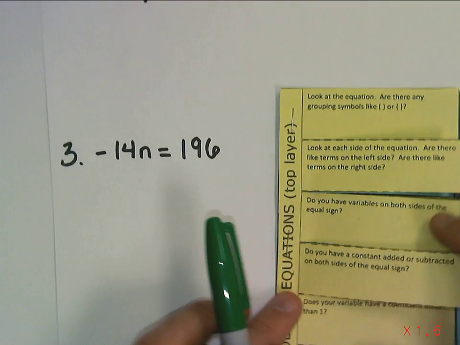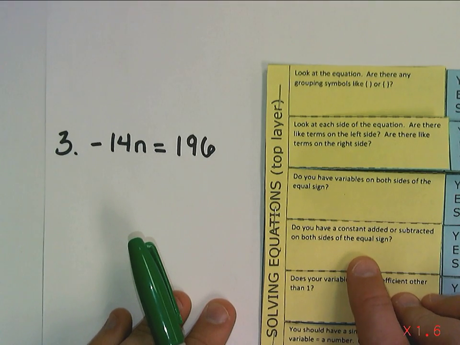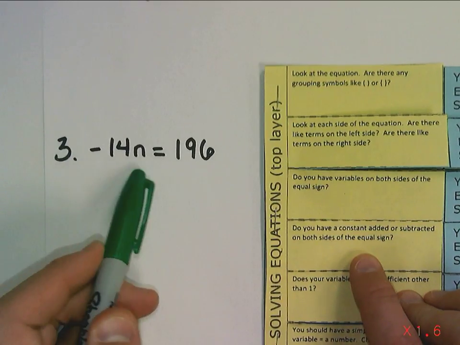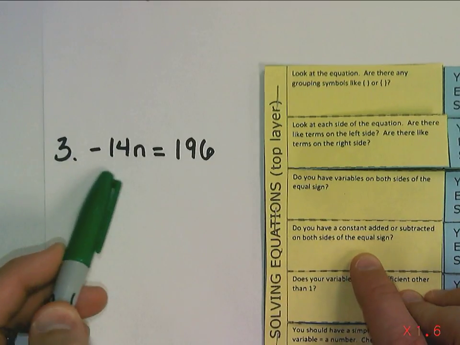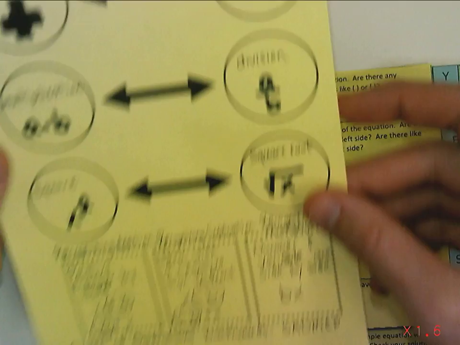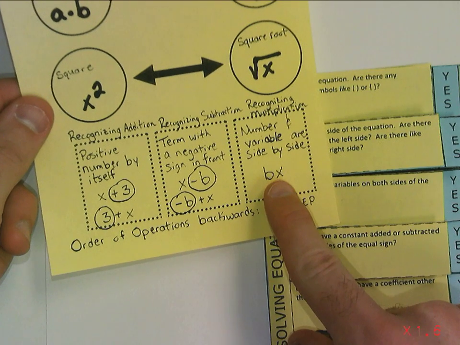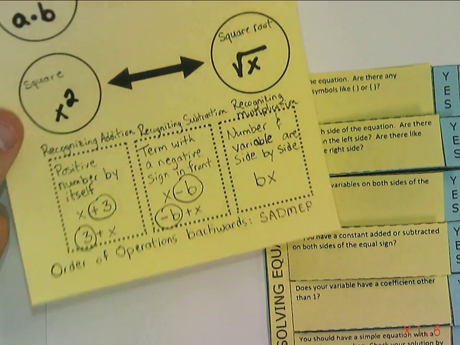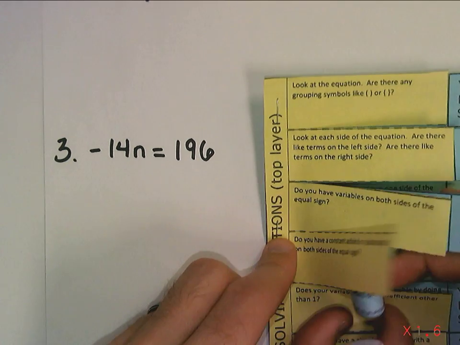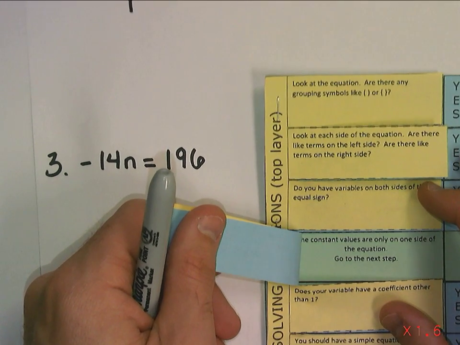And it says, do you have a constant added or subtracted on both sides of the equal sign? No, we don't have anything added or subtracted to either of these. This is signifying multiplication right here, a number next to a variable. If you recall this sheet, number and variable are side by side is multiplication. So that one is also no. It says the constant values are only on one side of the equation. Go to the next step.